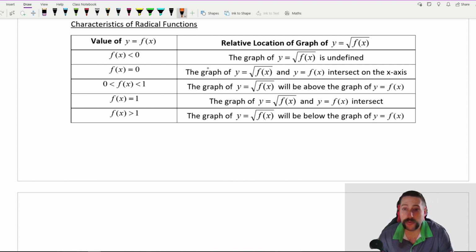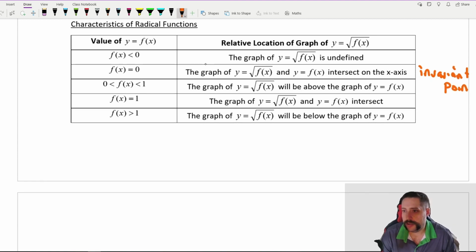When it's equal to 0, that's where they intersect. That's where your original graph and your radical graph will meet, they'll cross at that point. Let's make a note of this, this is also our invariant point. Now, in between 0 and 1, that's when your root graph will be higher than your original graph. That's why you see a little bit of a bump. So let's make a little note of that. That's where you'll see the bump.